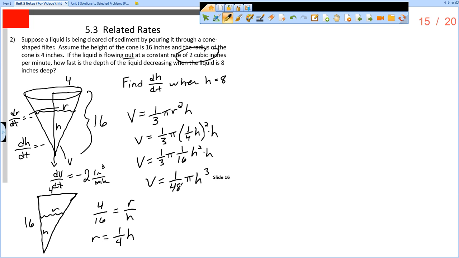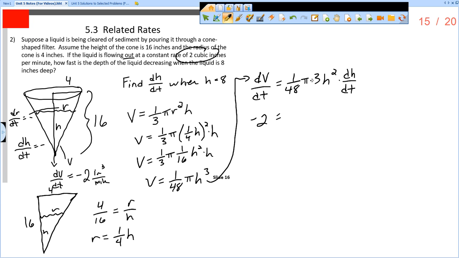Now that is our volume equation, and we want to differentiate implicitly with respect to time. So what is the derivative of, sorry, not velocity, volume with respect to time? dV dt equals 1/48 pi times the derivative of h cubed. That'd be 3h squared times the derivative of h, which would be dh dt. Now plug in known quantities and solve. Remember, we want to know dh dt, so that's unknown. We know h is 8, and we know dV dt is -2.